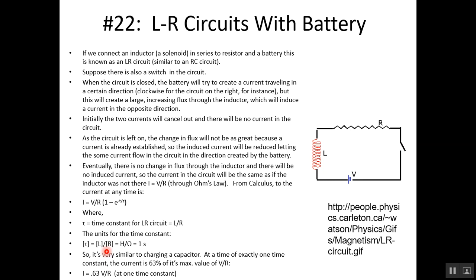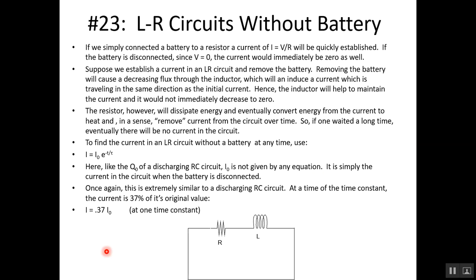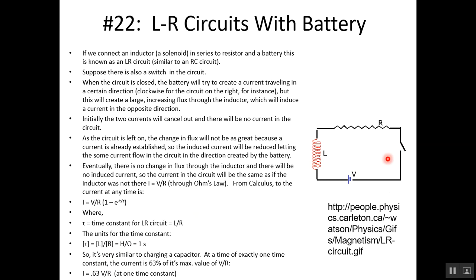Then you can have a circuit that's the analog of a discharging RC circuit, which is if you remove the battery. So you connect this battery for some time, and there's going to be a current in the circuit. And then you remove the battery. So if you remove the battery without an inductor, if you just had a resistor here, and you remove the battery, you open the switch, what happens to the current? It immediately goes to zero, right? If you remove the battery, it goes from whatever it is immediately to zero, right?